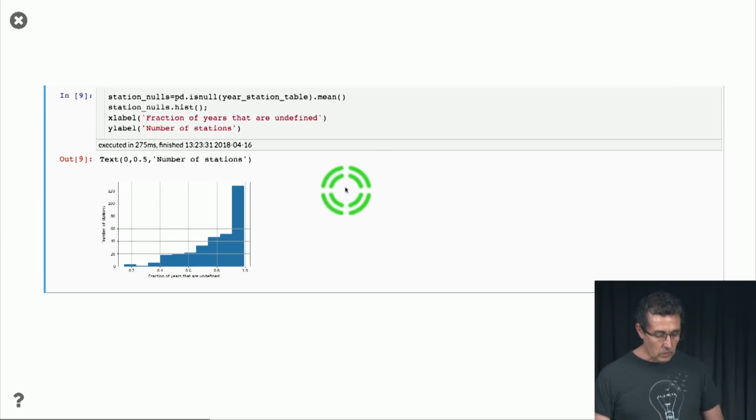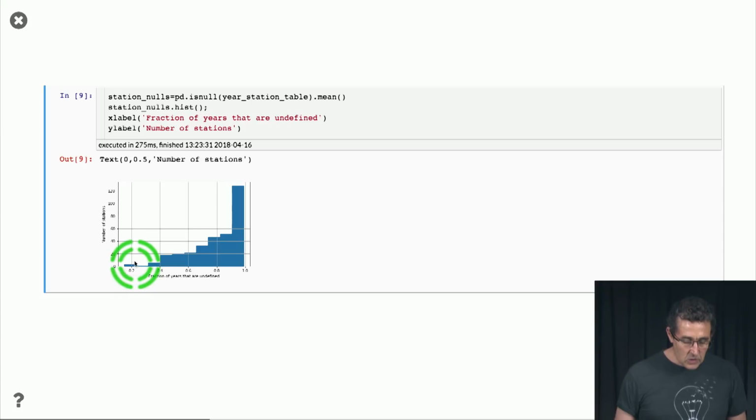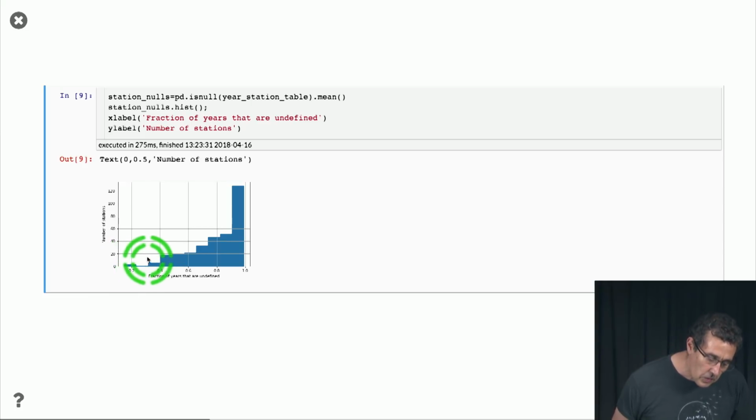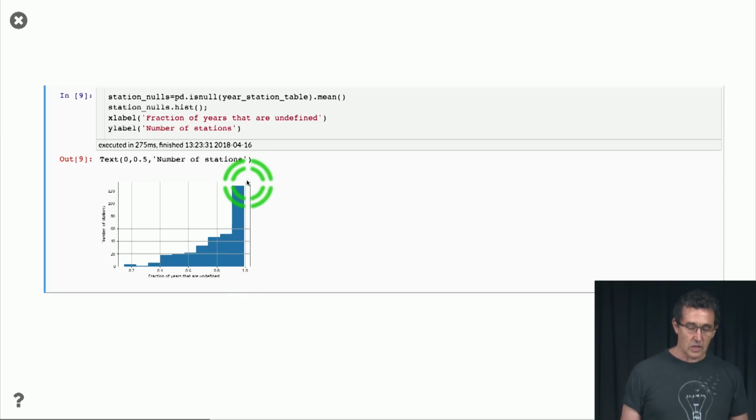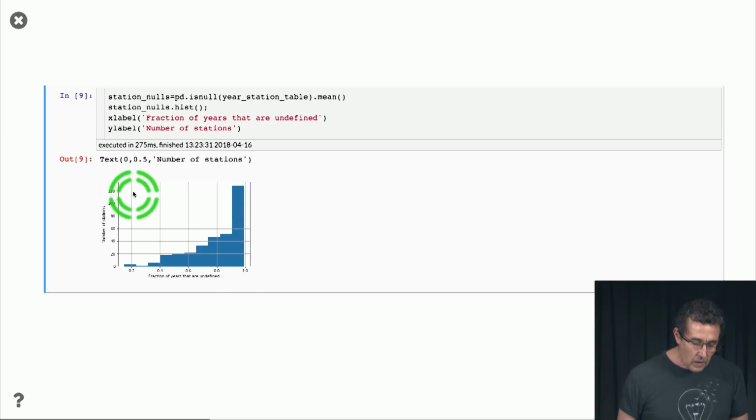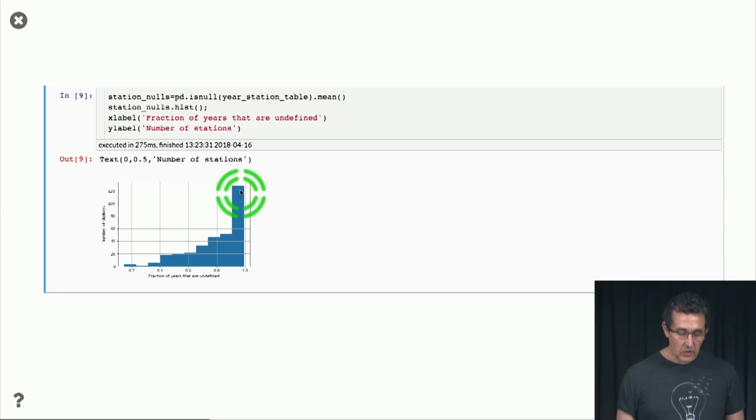One way to look at the data is at the distribution of the number of stations that have a particular fraction of the years undefined. There are a lot of stations that have 120 years undefined. We have 121 years, so you can't have more than that. And then there are stations that have less undefined, but we basically don't want to deal with those.